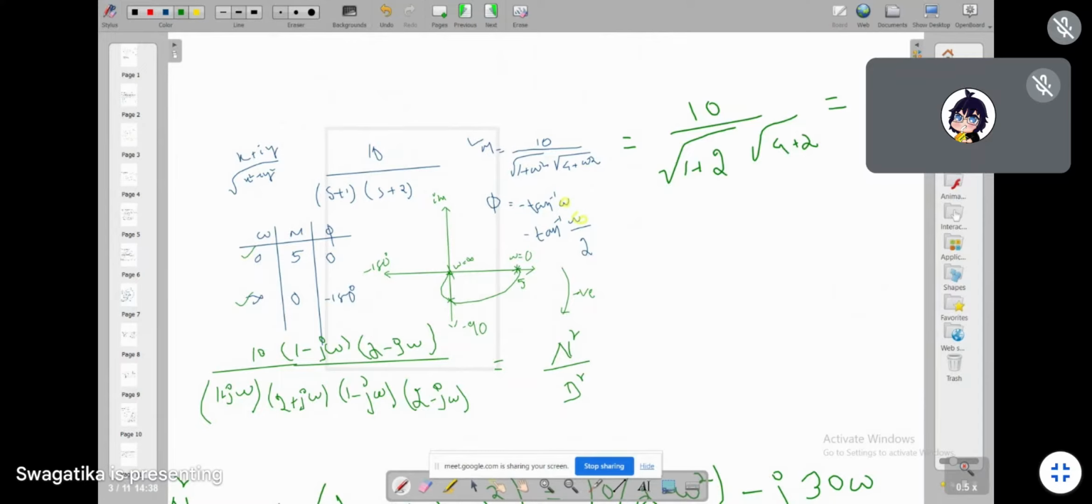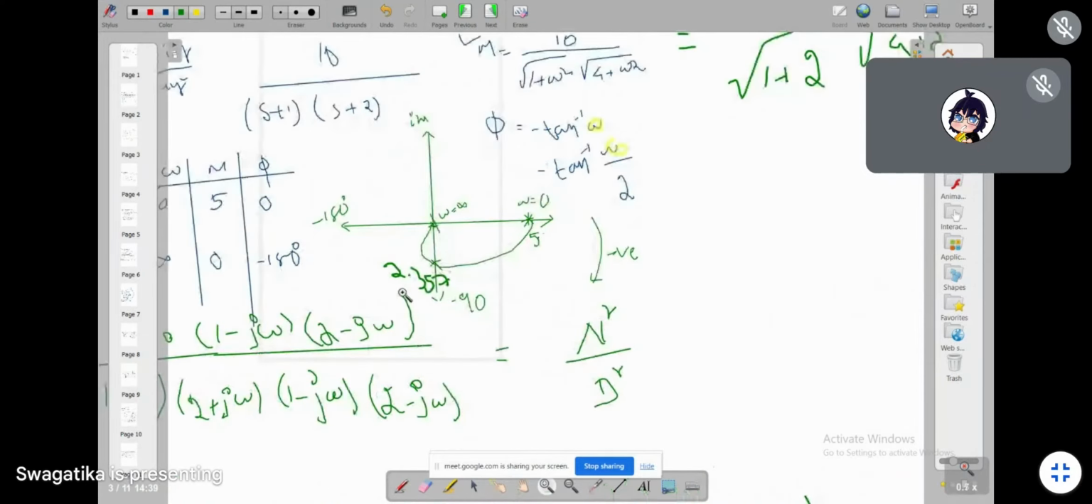Ma'am, 2.357. So this is the point 2.357 at omega equals root 2. At omega equals root 2, you are finding the magnitude, 2.357. Okay, the magnitude is 2.357 and it's at omega equals root 2.